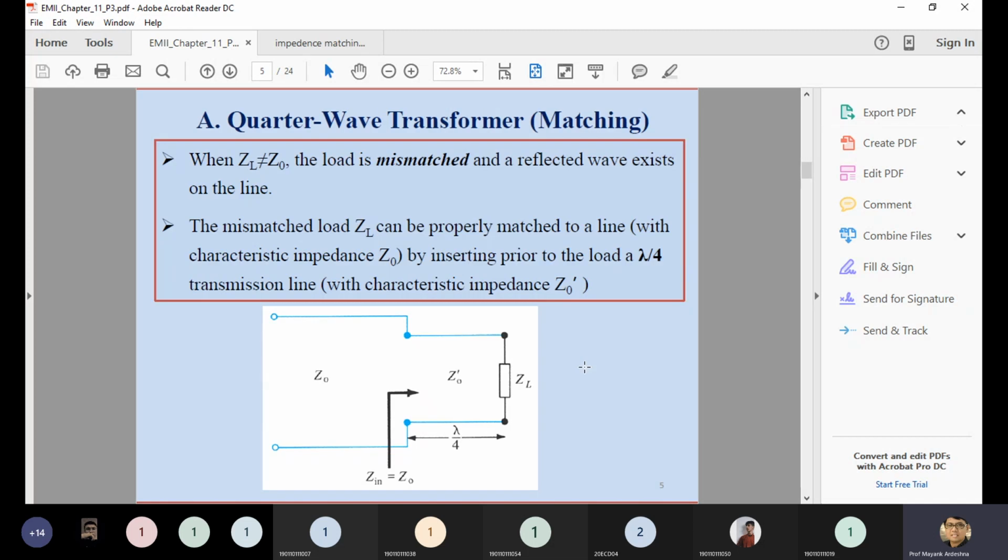Now you can see this is the quarter wave transformer. Whenever ZL and Z0 are not matched, what they do is add some lambda by 4 wire. You can see the lambda by 4 wire inserted between this transmission line and the ZL, which have a different impedance. Definitely it has a different impedance. So our basic aim, if ZL is not equal to Z0, is to insert another impedance which has a characteristic impedance Z0 dash. Okay, so you can easily identify it over here, which has a length of lambda by 4.